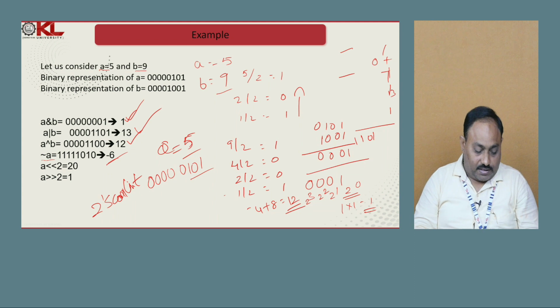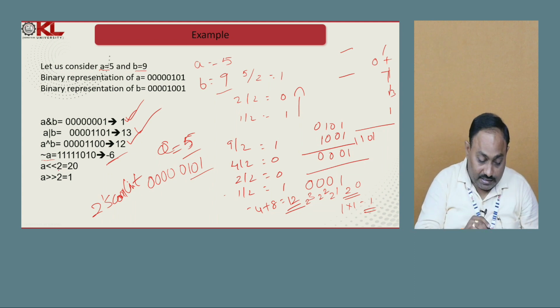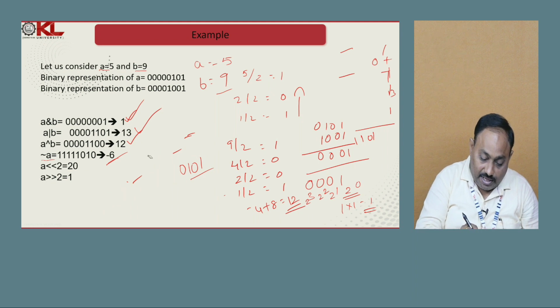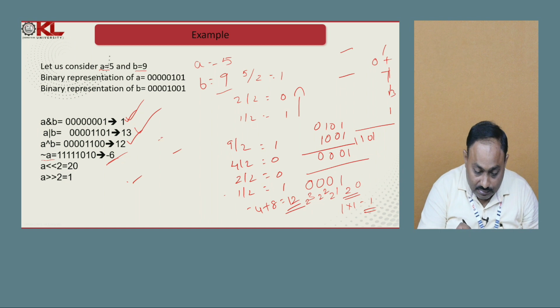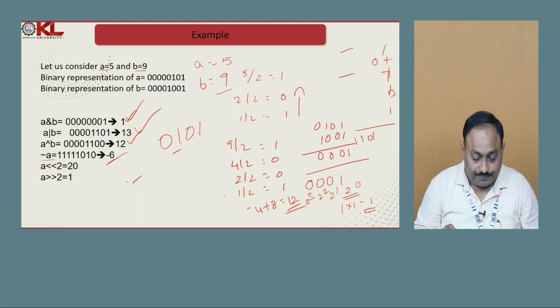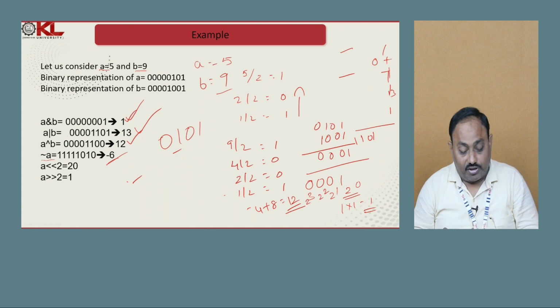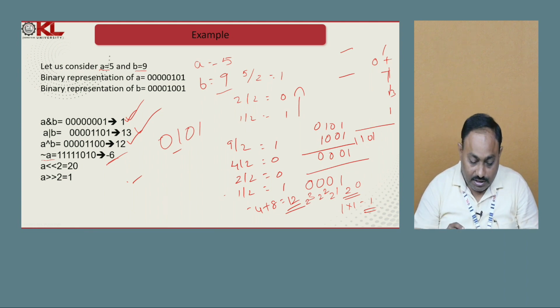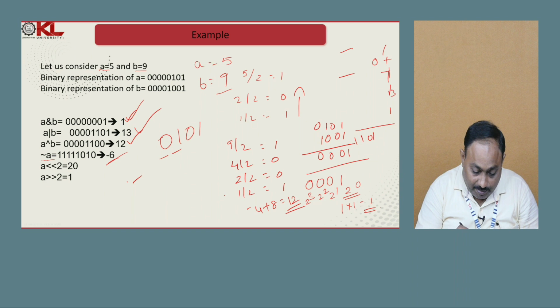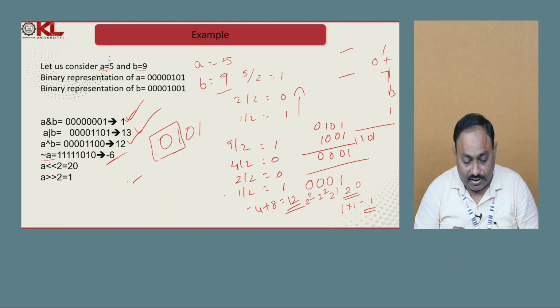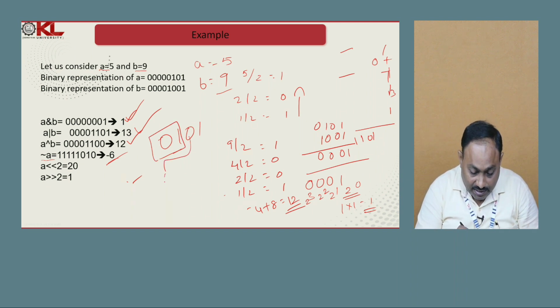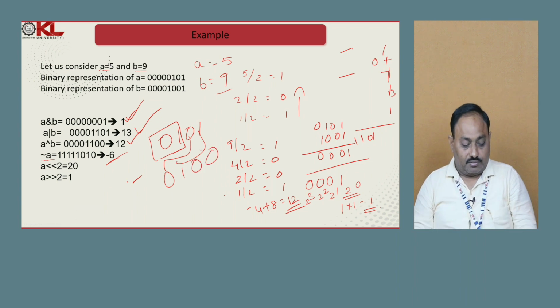Next we have the next operator, that is left shift 2. Now my A value is what, students? 0 1 0 1. Now I want to perform two left shift operations. That means the bits are shifted to the left by 2 positions. This 0 comes to here, and this 1 comes to here, and these are all zeros.